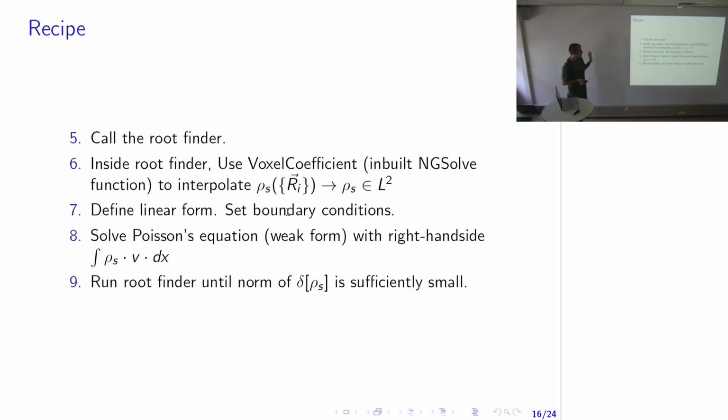Then you call the root finder. Inside the root finder, you evaluate the given rho of S on a certain set of points r_i on the bilayer graphene sheet. And this you can interpolate inside NGSolve with the VoxelCoefficient method. Then you define linear forms, you set the boundary conditions. You have a right-hand side, and you just run the root finder until delta is sufficiently small.